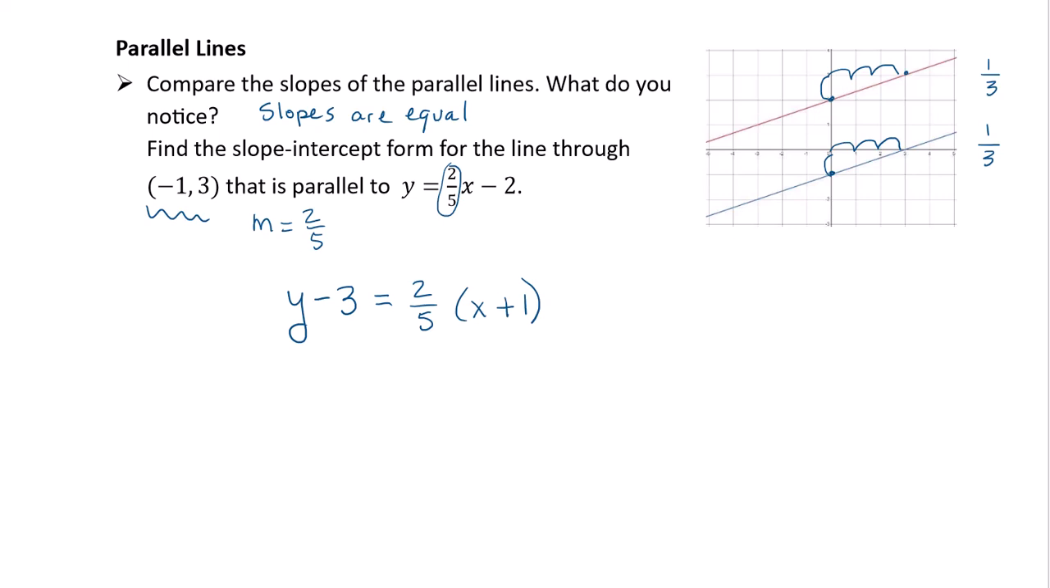There's point slope form, and I'm going to distribute and add 3 to both sides. So y equals 2/5 x plus, we're adding 3, that's the same as adding 15/5, so that's 17/5. Okay, so when they are giving you this information of being parallel, they're giving you some kind of information about the slope that they want you to use.